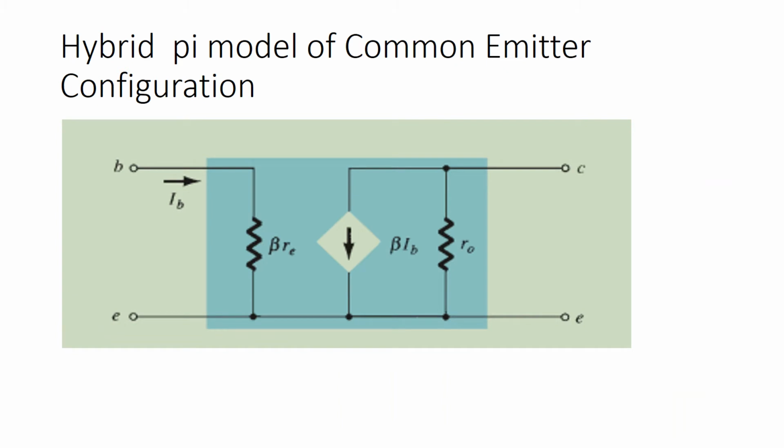Hybrid pi model of common emitter configuration. We will be frequently using this, so go through it very properly. On the input side it is beta Re, and on the output side between the collector and emitter is a current source beta IB along with the resistance R0. So R0 has to be defined in a problem if any analysis is to be done. Re we can find out.